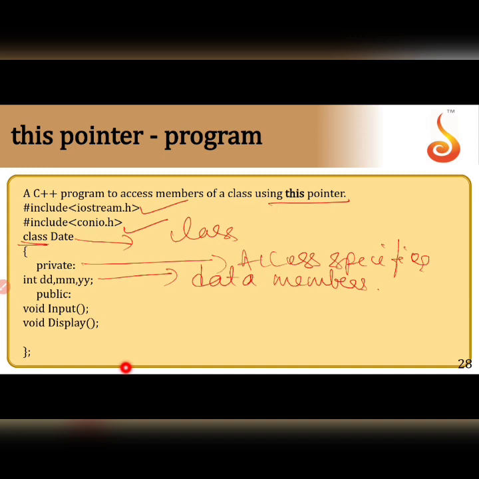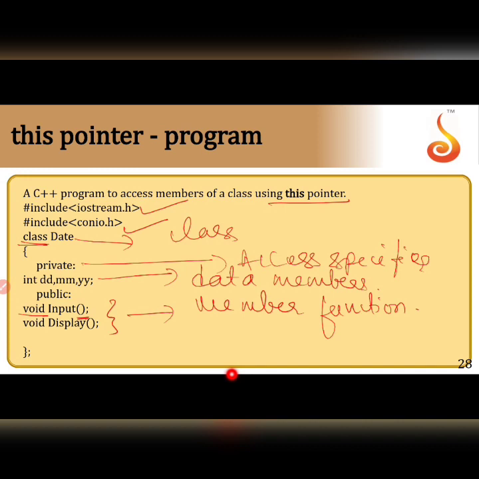After that, in the public section, you have void display and void input, that is member functions. These two are member functions. They are not going to return any value and I am not going to pass any values to it. That is why it is void, and then I don't have any argument list over here. It is blank. So together is my class. So my class name is date.